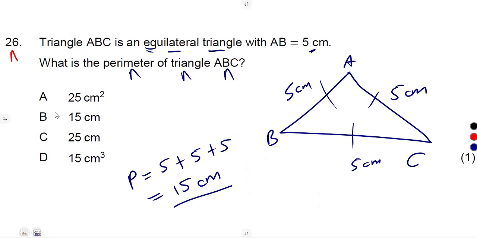centimeters, all right? The units, perimeter is in centimeters. The cubic centimeters are for volume. So it cannot be 15 cubic centimeters. So be very careful on the units.